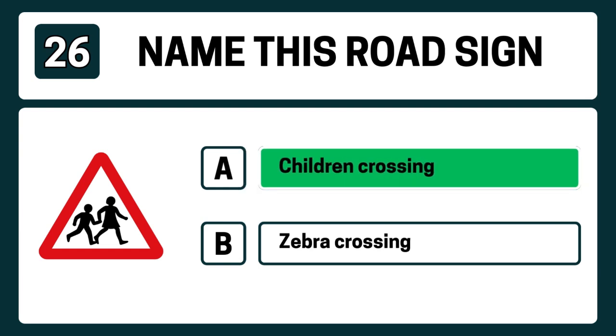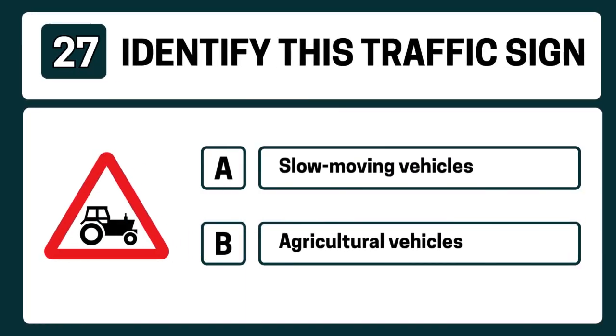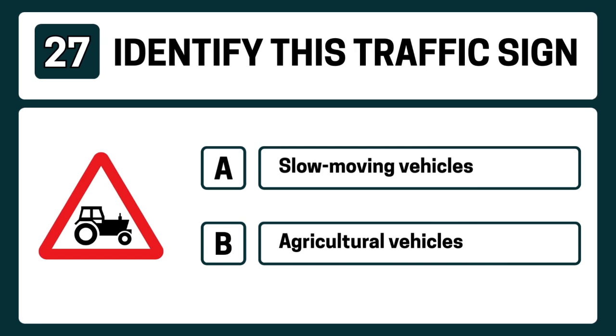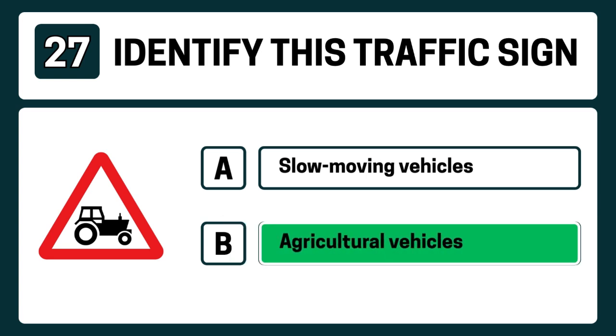That's correct. The children crossing sign warns that children may be crossing the road. Identify this traffic sign. Slow-moving vehicles or agricultural vehicles? Good thinking. The agricultural vehicles sign warns that farm vehicles may be using the road.